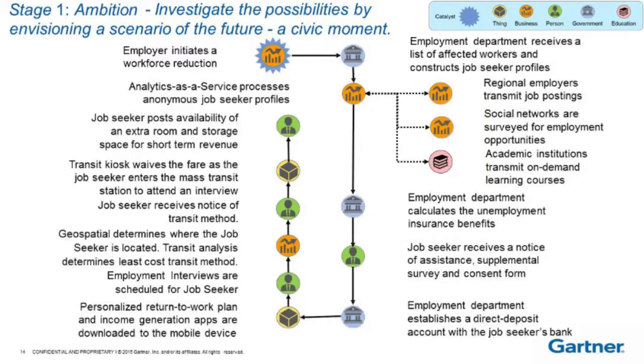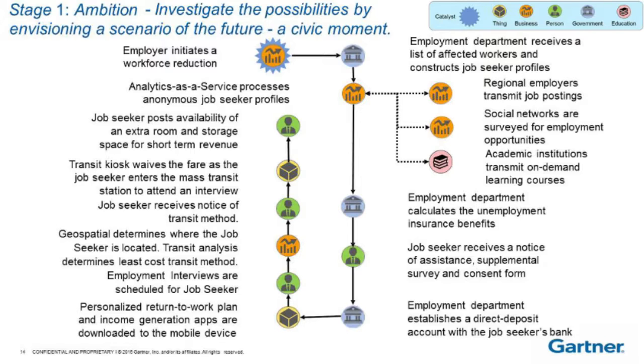So we begin by creating a catalyst. That catalyst is the fact that the employer initiates a workforce reduction, a pink slip, if you will. And everybody's seen that. And what happens next? Well, what we want to have happen next is the employment department receives an indication of the affected workers. This could be state, could be city, could be county, but they receive some type of notice from the business that there's been a reduction in force. That requires a partnership. It might require an agreement, probably does, right?